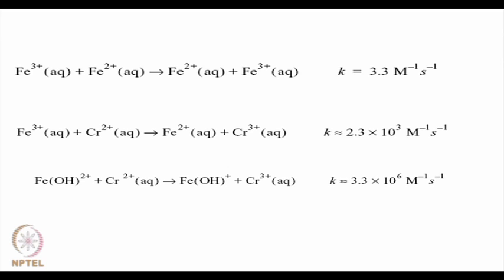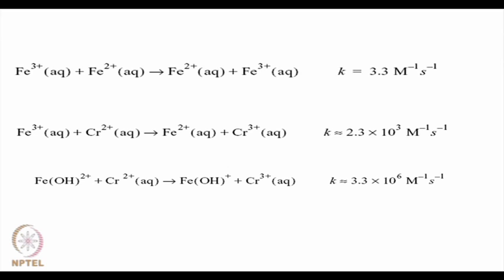Now, what happens with ferric hydroxide with chromous? Then it becomes ferric hydroxide, FeOH 2 plus. It is basically ferric with one OH and chromous. Then you see it is giving rise to FeOH plus and chromic. So, because of the presence of OH, you see its value is high, 3.3 into 10 to the power 6, whereas only aquated or hydrated ferric is reacting at a lower rate.